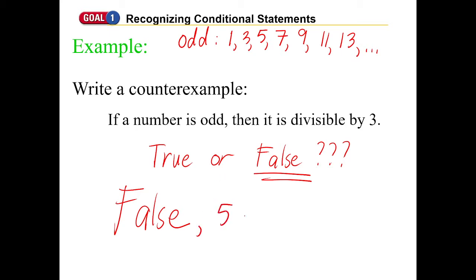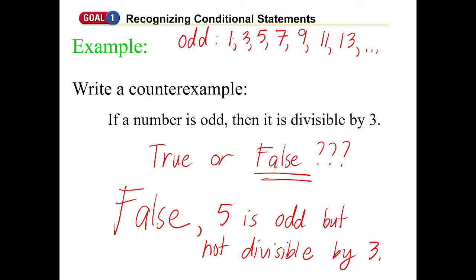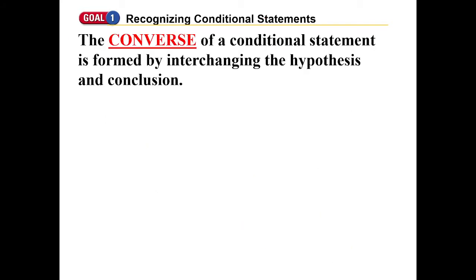Very good. Give me one number there. 5 is odd but not divisible by 3. That is what we call a counter example. You only need one example, it can be 1, 5, 7, or 11. Any of those numbers you can give as the answer, because 11 is odd but not divisible by 3. That is what we call a counter example. Okay? Now let's continue. Let's begin with the converse.